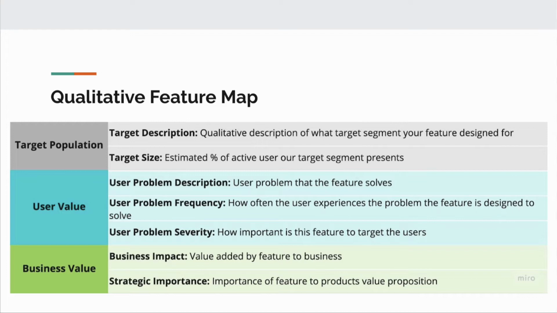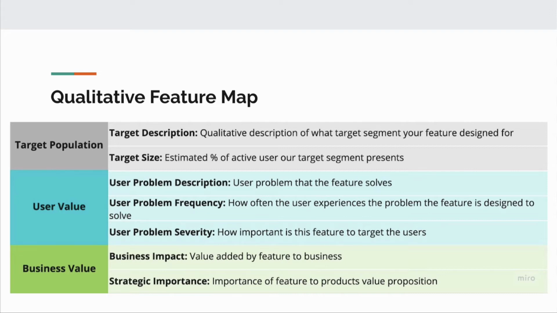The user value: user problem description, the user problem that the feature solves, user problem frequency, how often the user experiences the problem the feature is designed to solve, and also the user problem severity, how important this feature is to that specific target user. Suppose we are developing an application and the audience uses the Apple Pay payment gateway, and Apple Pay is not implemented in our product. So how important is this feature to the target users?